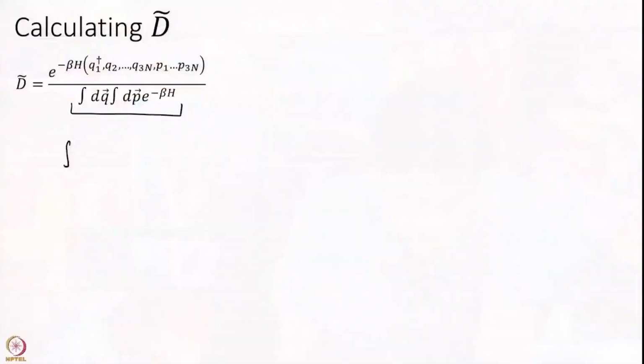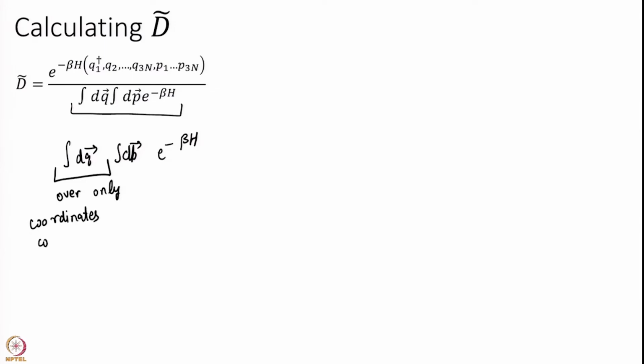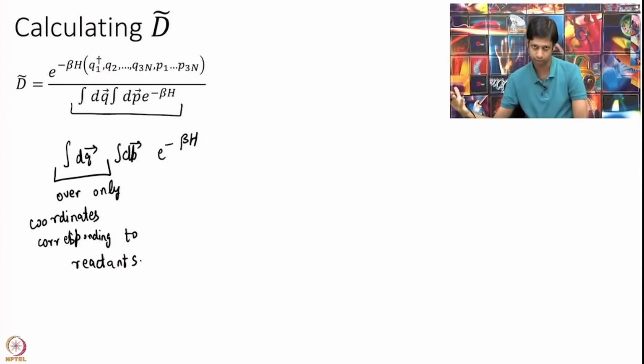So this integral that we have, we integrate over only coordinates corresponding to reactants. That is very important to understand, that this integration here is not over all possible coordinates. All possible coordinates will include both reactant and product.